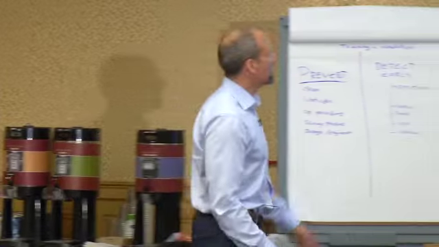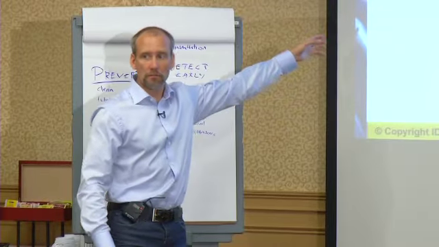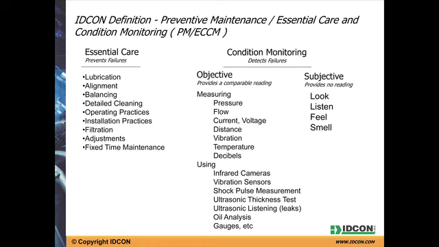How we put this up is we call it essential care on the left-hand side. These are the things that prevent failures. For some people like the word prolonged life because you can't prevent failures forever. Nothing lasts forever, so if you want to call it prolonged life, that's okay too.